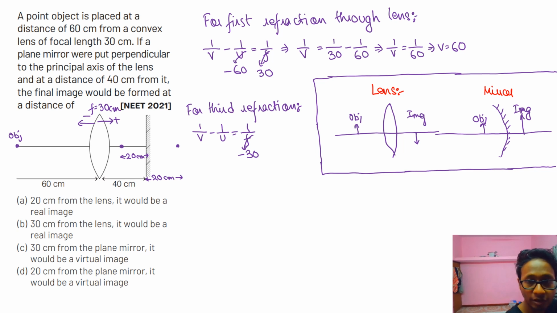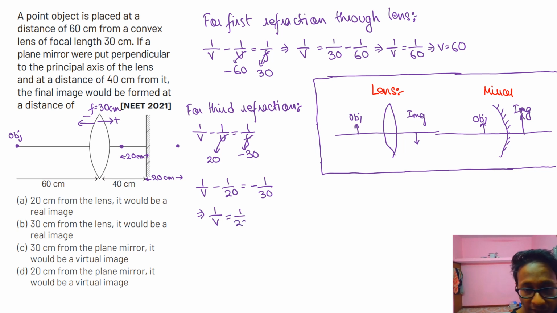Okay, what is the object? Object is nothing but at plus 20. Why plus 20? Because if this entire distance is 40 and this distance is 20, then this distance is nothing but also 20. Okay, so object distance is plus 20 because this side is plus. So we simply apply 1 by v minus 1 by 20 is equal to minus 1 by 30, or 1 by v is equal to 1 by 20 minus 1 by 30, or 1 by v is equal to (30 minus 20) by (30 into 20), which is 10 by 600, or v is equal to 60.